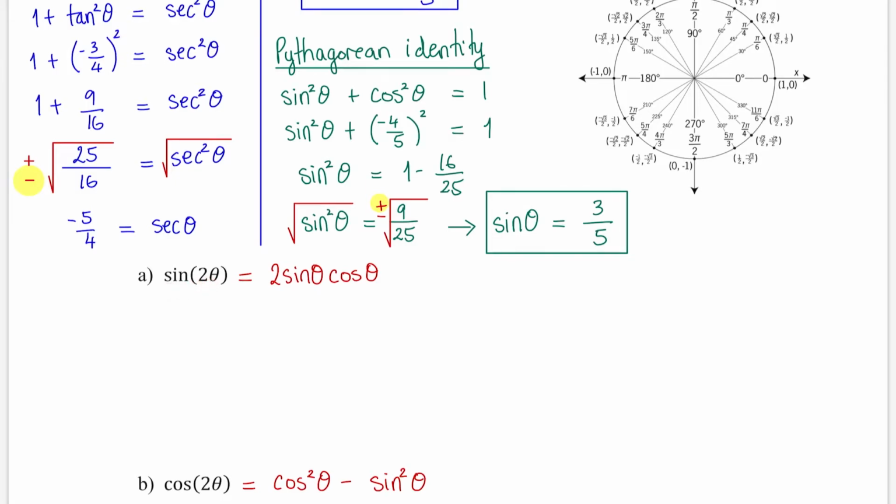To find sine of 2 theta, I use the double angle formula. That is 2 times sine theta times cosine theta. Sine of theta is 3/5, and cosine of theta is negative 4/5. I am going to plug it in here. I have 2 times 3 times 4 is 24. 5 times 5 is 25. And the product is negative. So I have negative 24/25.